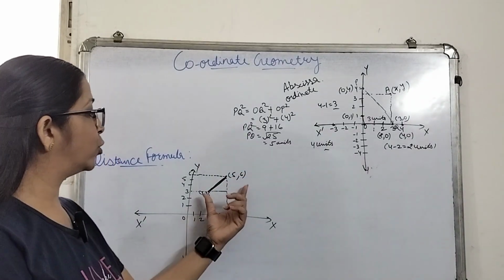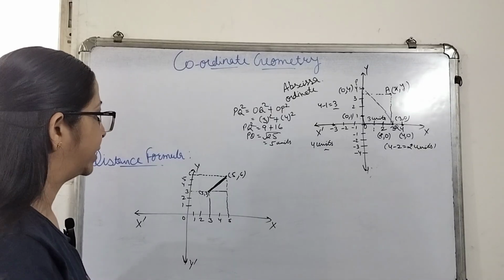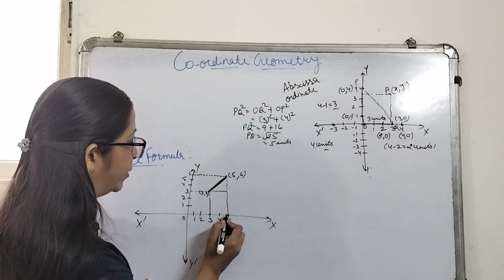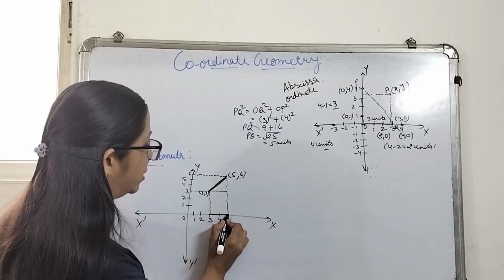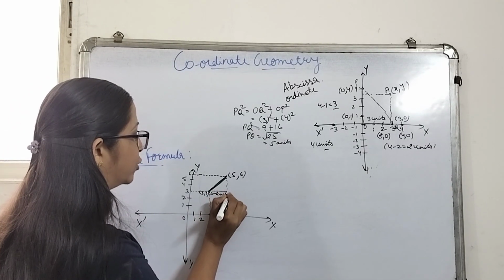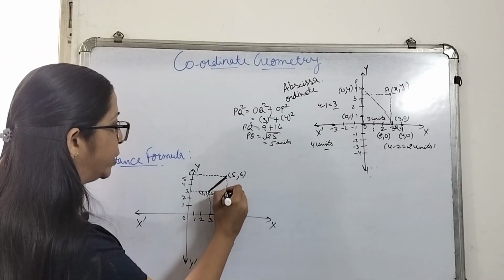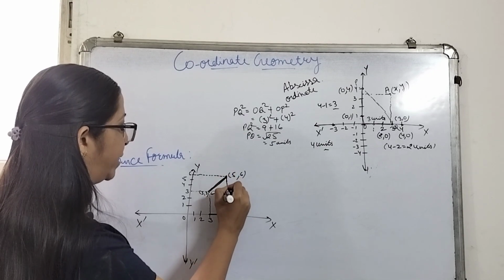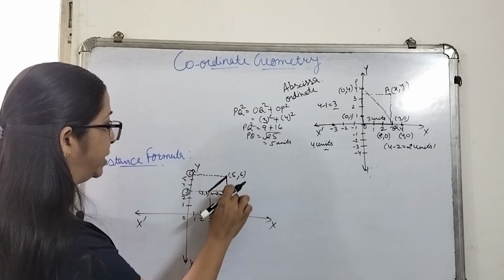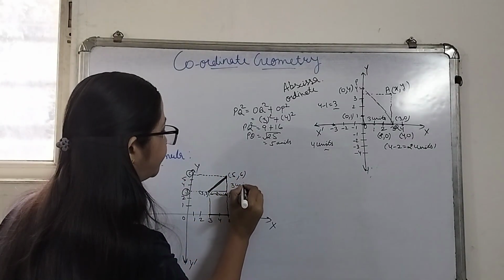So once we have the coordinates of 2 points, we have to find the distance between them. How will we find it? We can see that over here this is 3 and this is 5. So the distance between these two is your 2 units. That is your 5 minus 3, it is your 2 units. And the distance between these 2 points, this perpendicular distance, we can see it is your 3 here and it is your 6 here. That means this distance is your 6 minus 3, that is your 3 units.